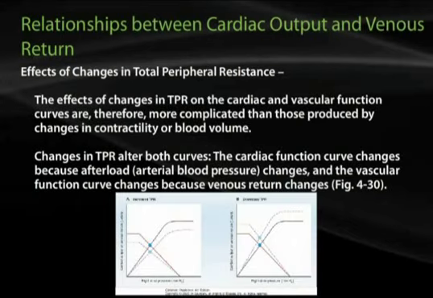The effects of changes in TPR on the cardiac and vascular function curves are therefore more complicated than those produced by changes in contractility or blood volume. Changes in TPR alter both curves, both the vascular curve and the cardiac function curve. The cardiac function curve changes because afterload, which is arterial blood pressure, changes, and the vascular function curve changes because venous return changes. This can be seen in Figure 4-30 on page 156.